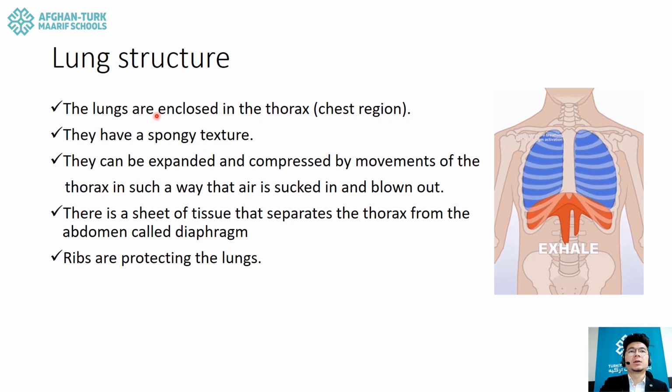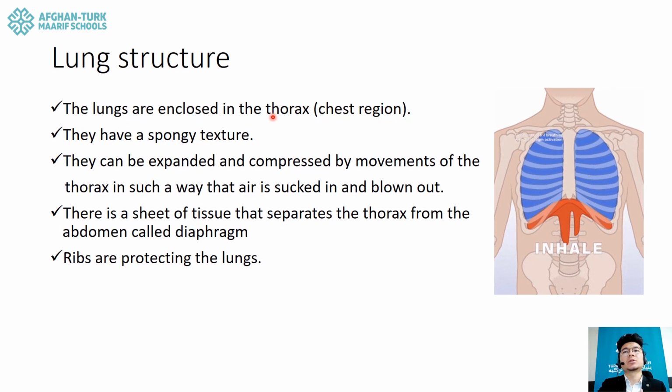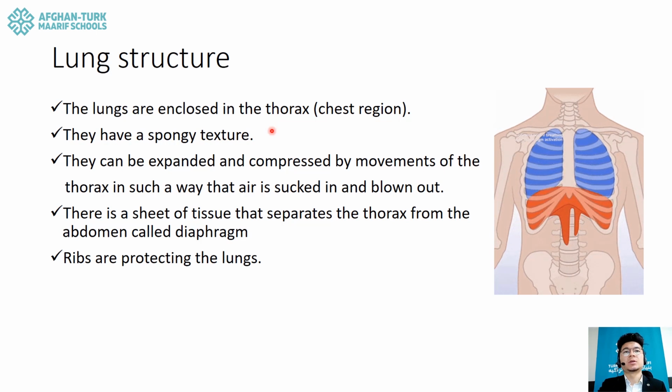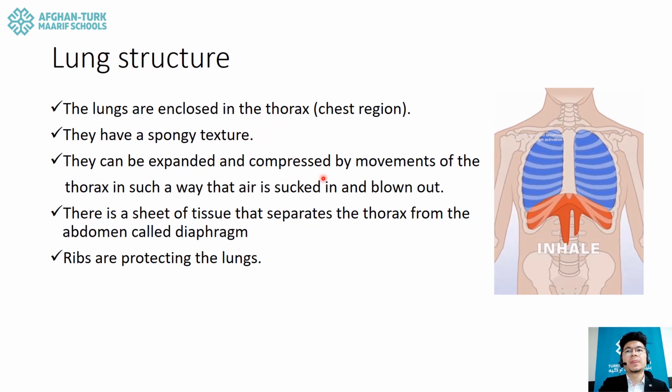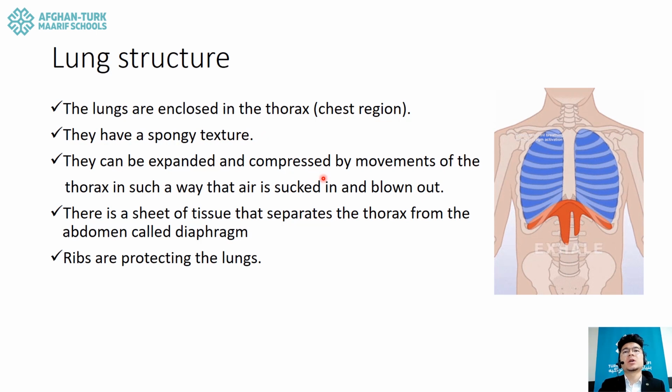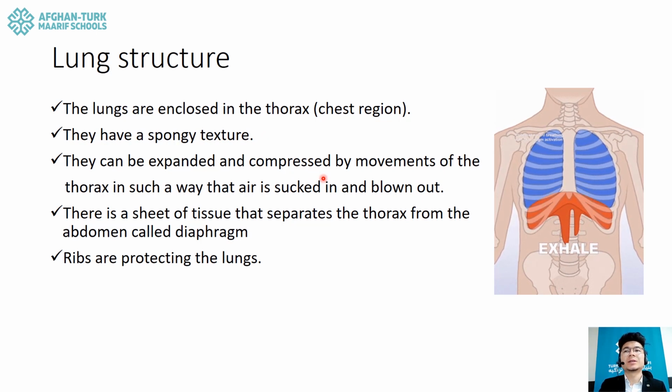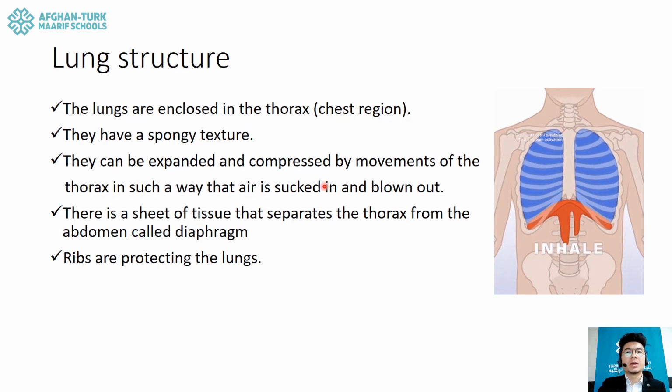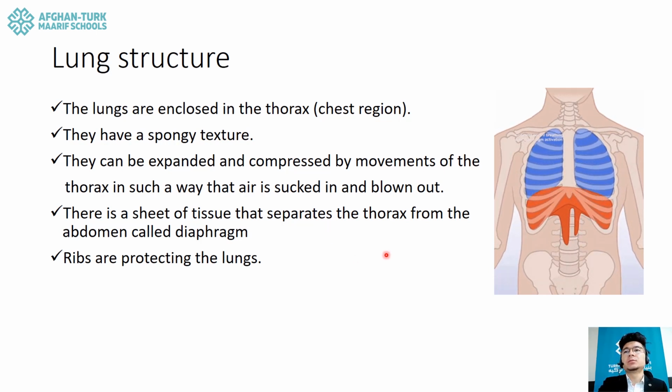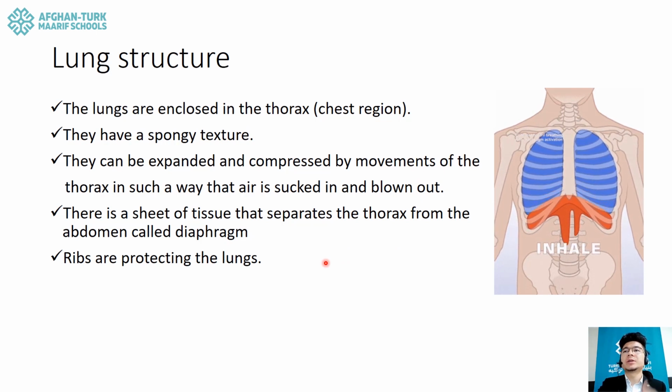As for lung structure, the lungs are enclosed in the thorax, or our chest region, and they have a spongy texture which is both expandable and compressible. This expansion and compression happen when our thorax and ribs move in order to suck in and blow out the air. The diaphragm is the membrane which separates the abdomen from the chest region, and the ribs are protecting our lungs.